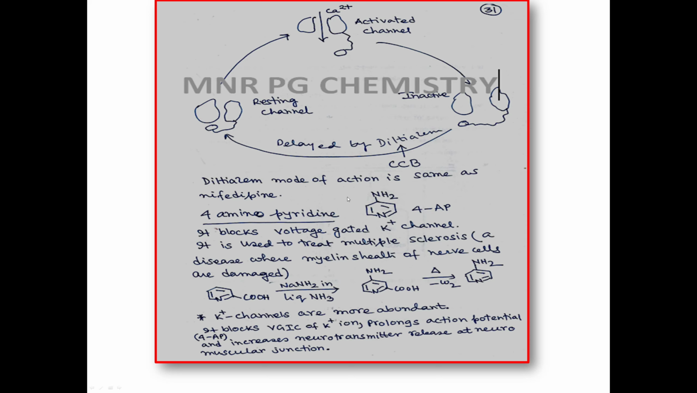So this is the pyridine nucleus with an NH2 group at the fourth position. It blocks the voltage gated potassium channel, and it is used to treat multiple sclerosis, a disease where the myelin sheath of nerve cells is damaged. In the beginning of this chapter we discussed the pictorial representation of a neuron. The nerve cell is nothing but a neuron, and when the message goes in the form of an electrical impulse through the axon, to maintain the intensity of the signal, the axon is coated by the myelin sheath.